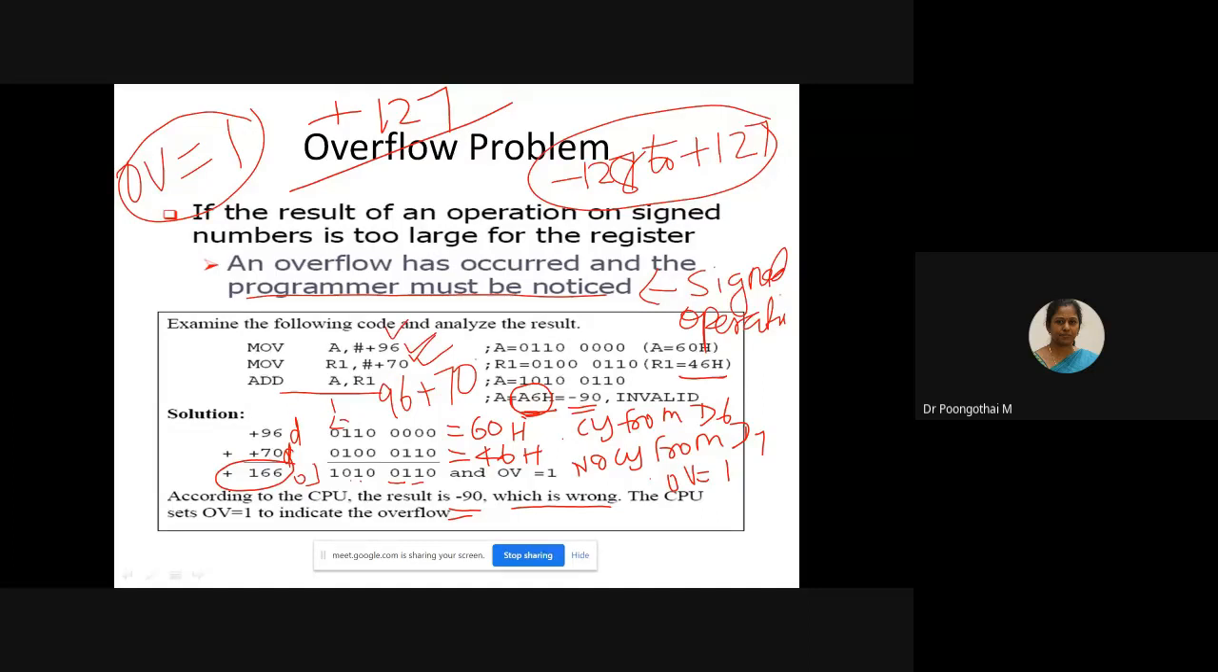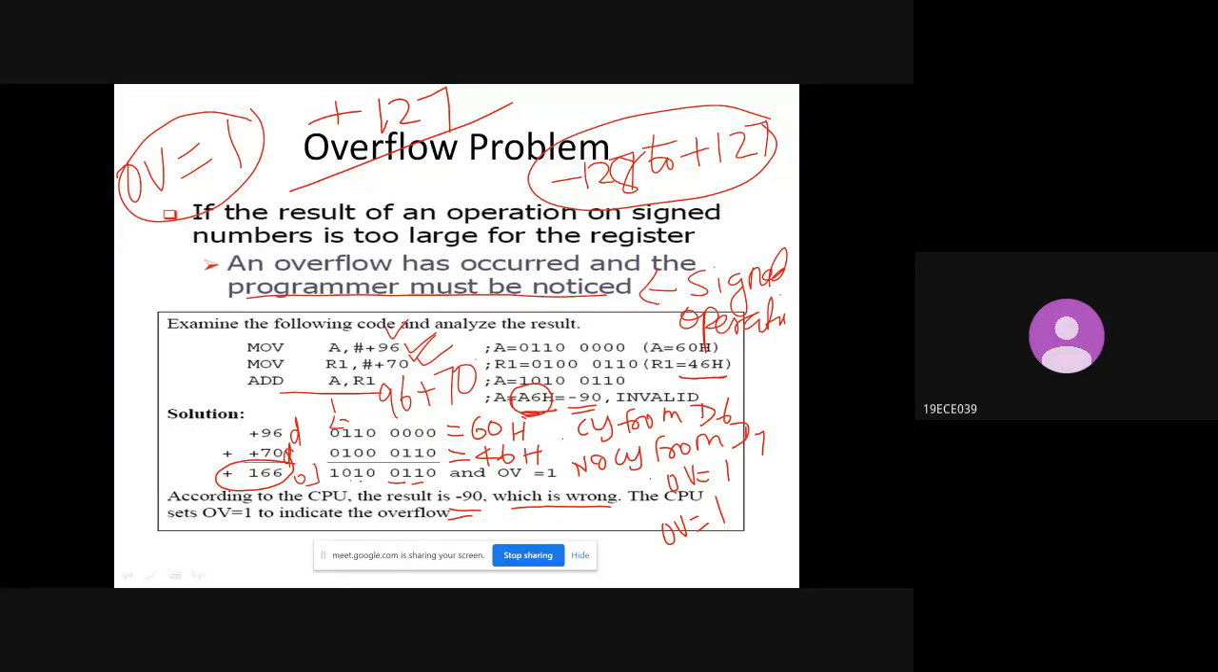Okay. So overflow flag is set by hardware. Your 8051 automatically sets the overflow flag status, which is used to inform the programmer that the result of the signed operation is erroneous. That is, the result is invalid. Okay. Is that clear? Did you understand?